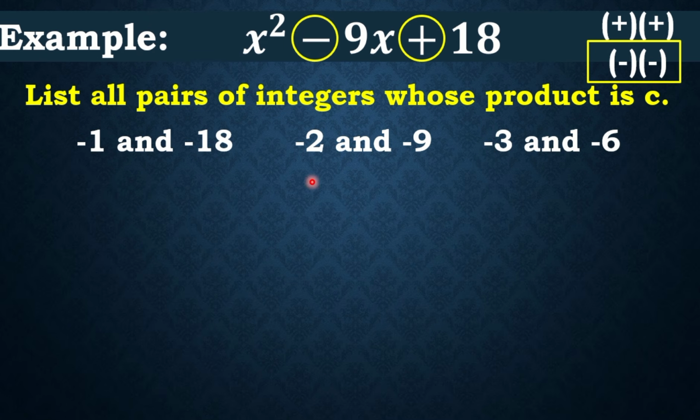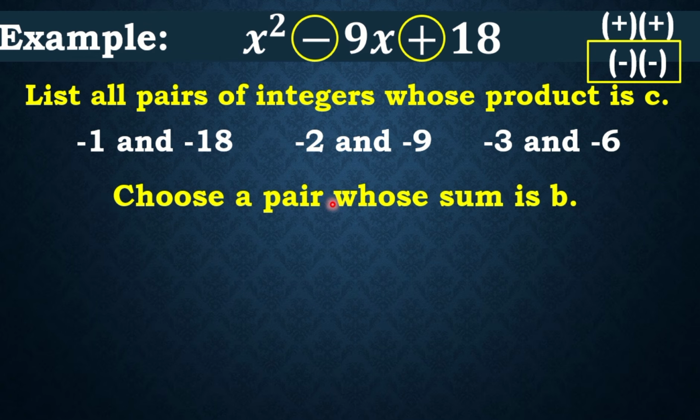So, alin dito yung factors na kapag inadd natin, ang result ay negative 9. Yung middle term. So, pili tayo dyan. Pag inadd natin to, negative 19. Pag inadd natin to, negative 11. Pag ito naman, negative 9. So, therefore, kukunin natin si negative 3 and negative 6. Kasi nag-satisfy siya doon sa middle term. Okay. So, this is our m. This is our n. Okay.